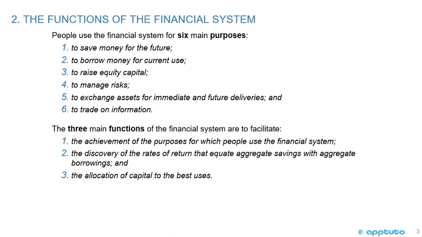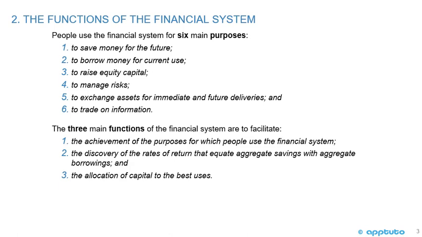People use the financial system for 6 main purposes. 1, to save money for the future. 2, to borrow money for current use. 3, to raise equity capital. 4, to manage risks. 5, to exchange assets for immediate and future deliveries. And finally, 6, to trade on information.